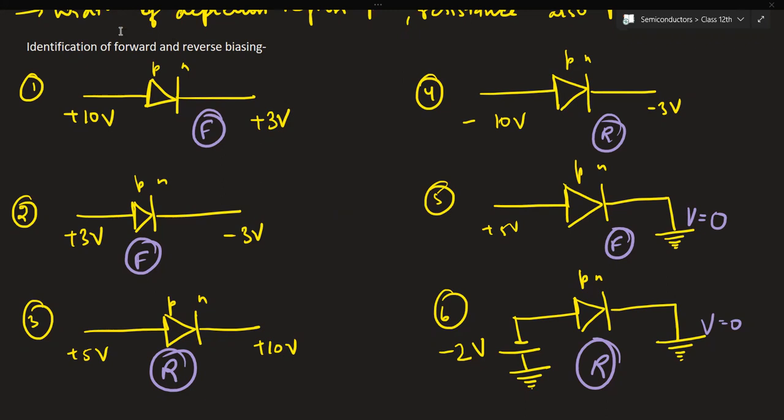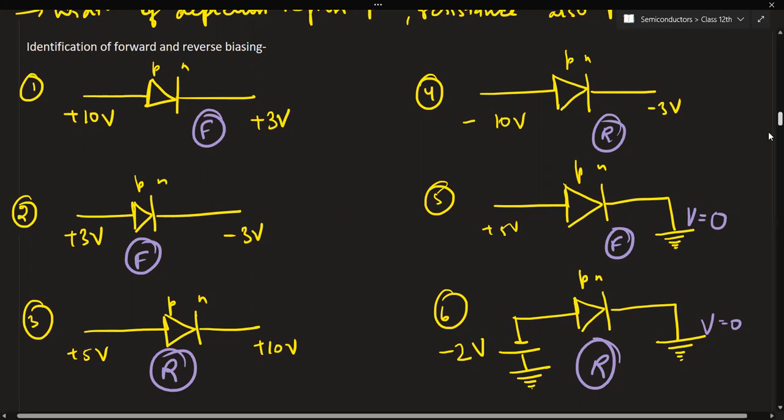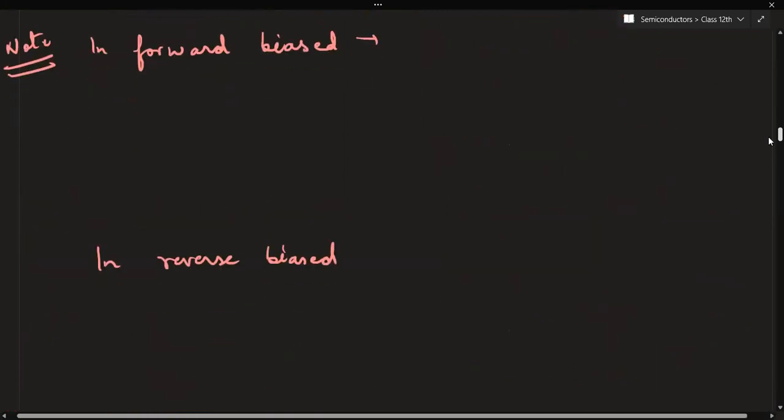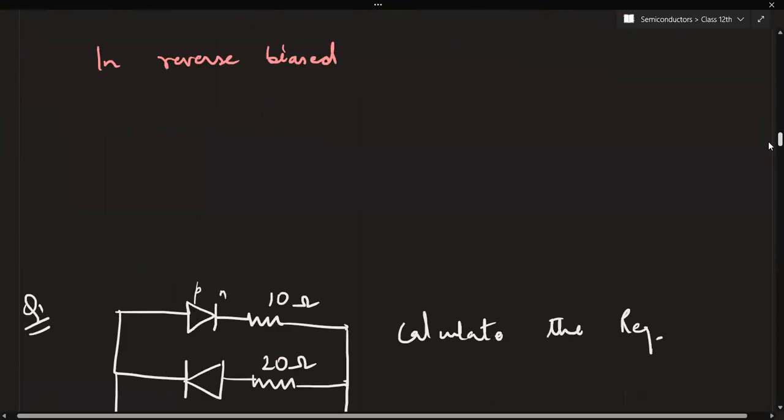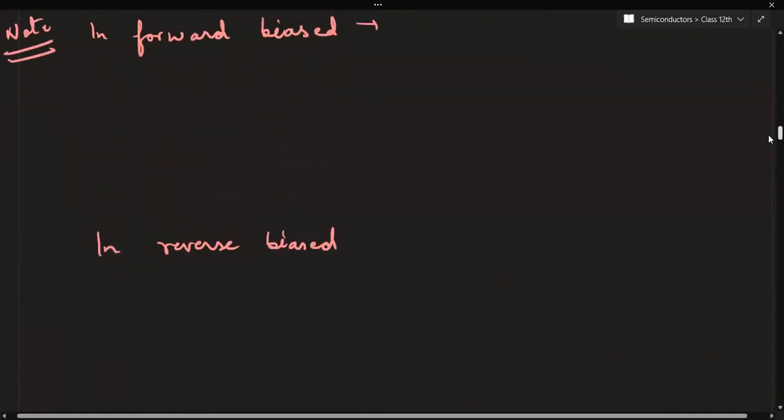Like this, you will be getting questions, so you have to identify reverse and forward biasing. Done? Still doing, completed what? Done, ma'am. Okay. See the circuits that you will get. Yes, one more thing: reverse biased and forward biased.